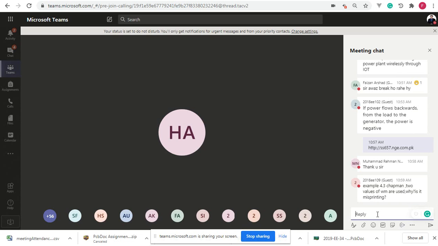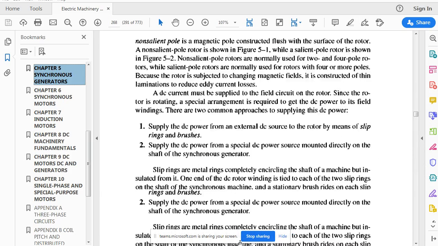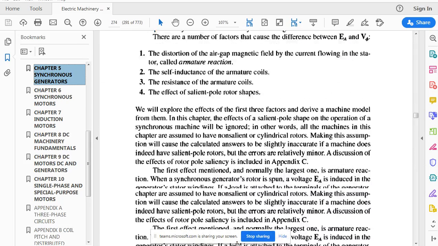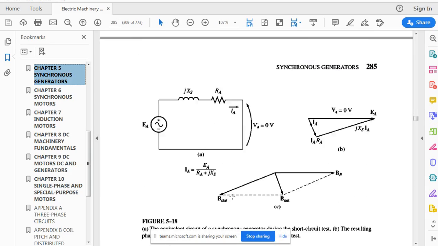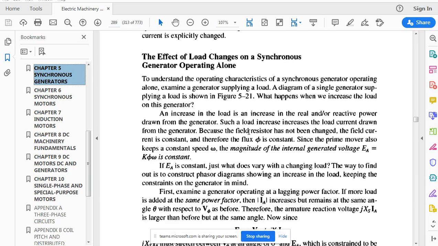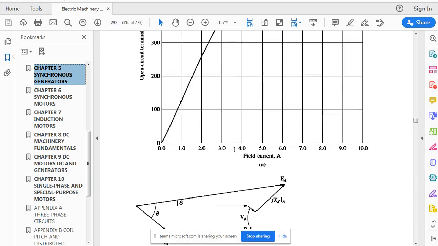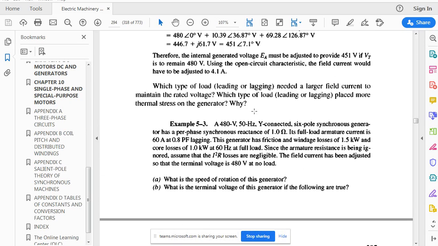Okay, there is one question. Example number 4.3, Chapman. Two values of omega m are used. Why? Is it a misprint? Okay, let me go on that. I'm sorry, synchronous generators. We're asking for example number 4.3. It's actually 5.3 over here. Thanks, Hamza. You actually shared it with me, I even downloaded it just now. I forgot it. Okay, this is 5.3.